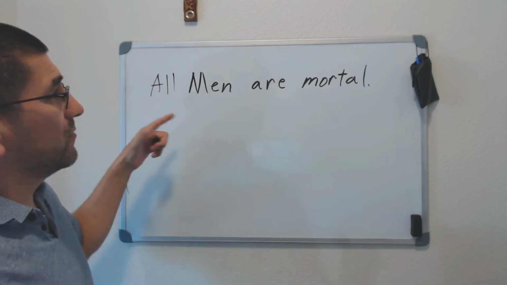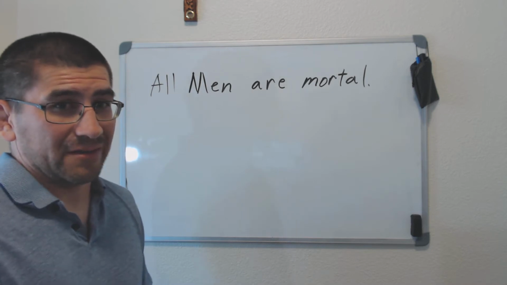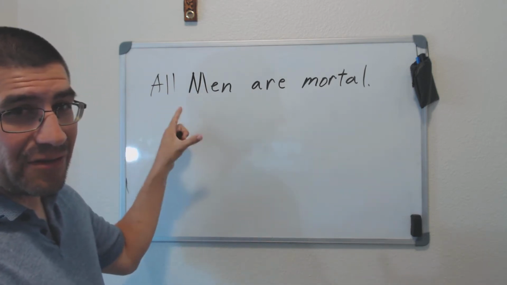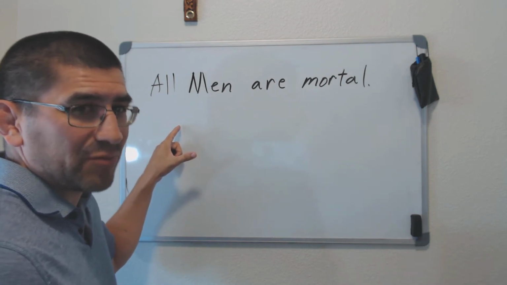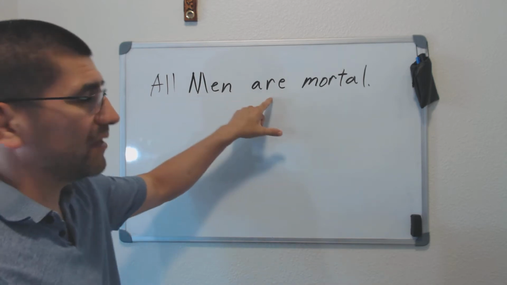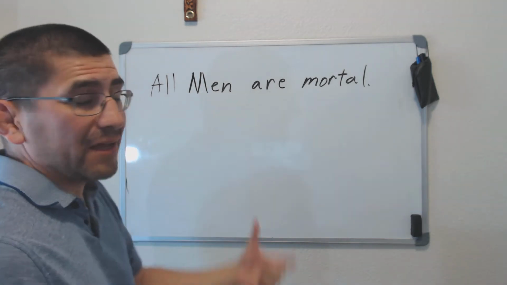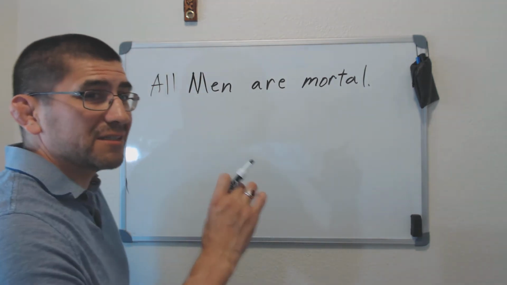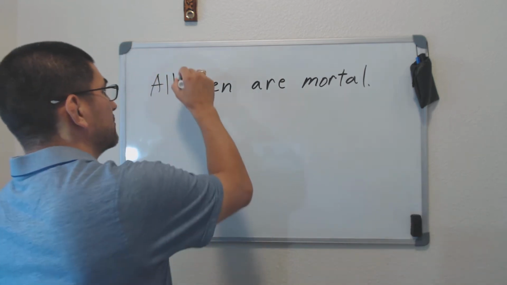Okay, and so with this particular sentence, I'm almost done already. If you look at it, you can already see it has the form of an A proposition, because we have the all and the are. That's the form of the A proposition. All I have to do to finish this up is to put the subject term and the predicate term into brackets. So I'm going to do that.